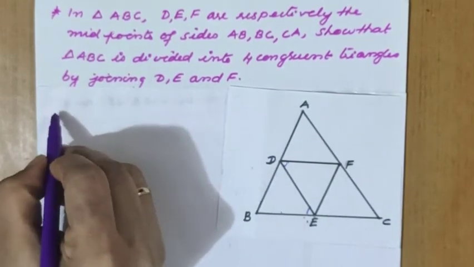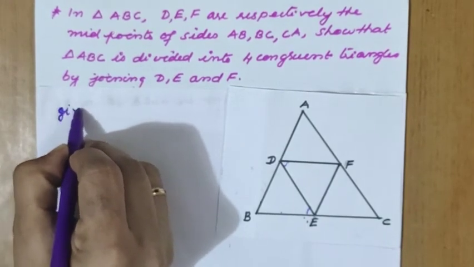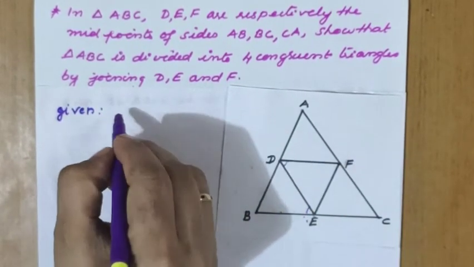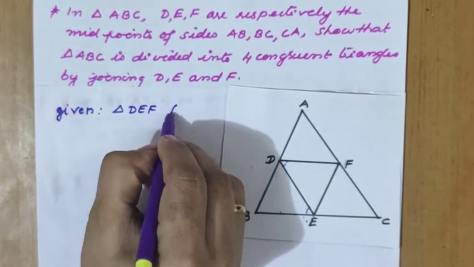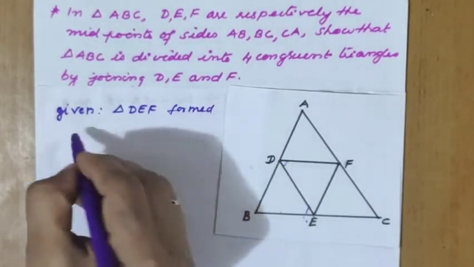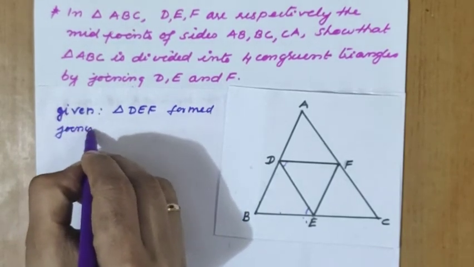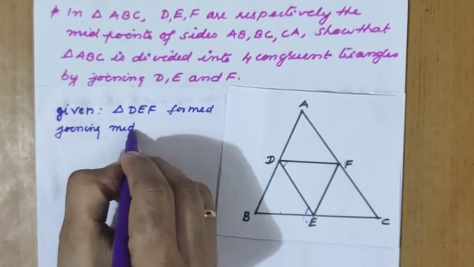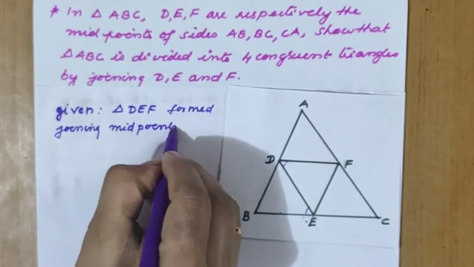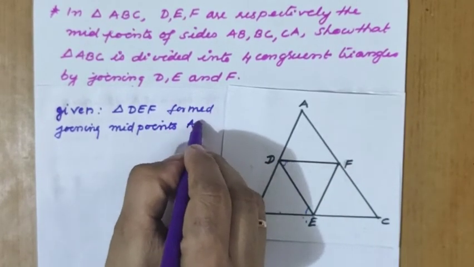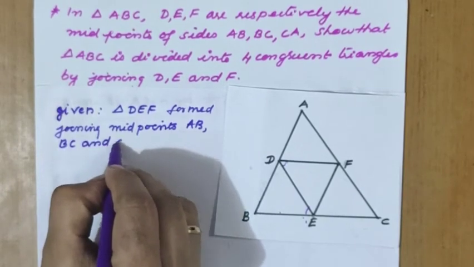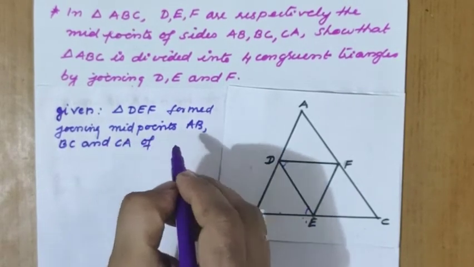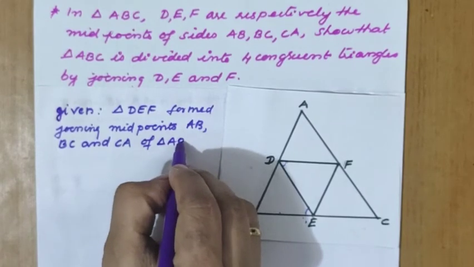So what we should write first? We have to write the given here. Triangle DEF, how are we getting it? Formed by joining midpoints of AB, BC and CA of triangle ABC.